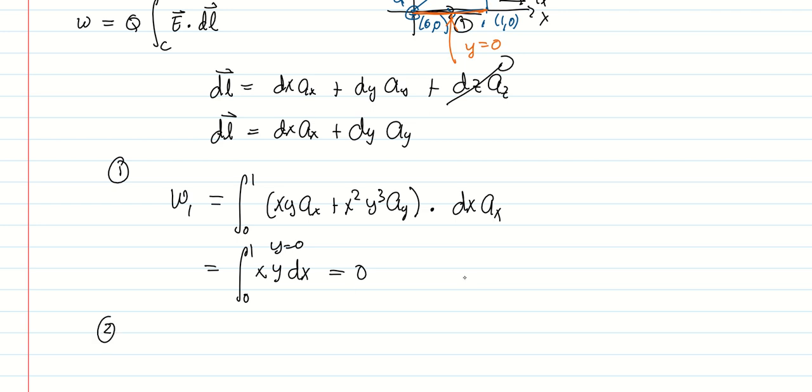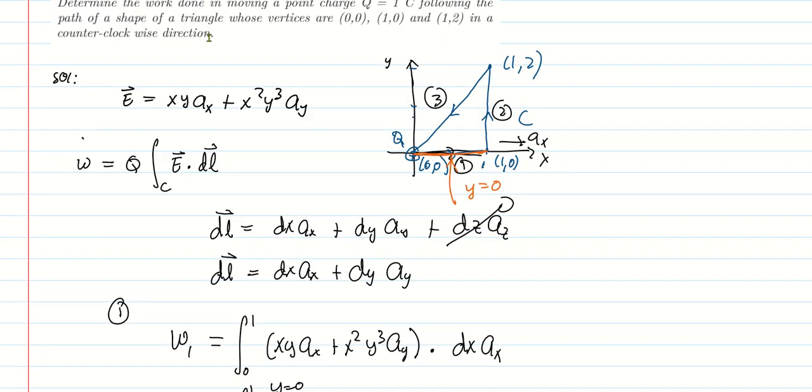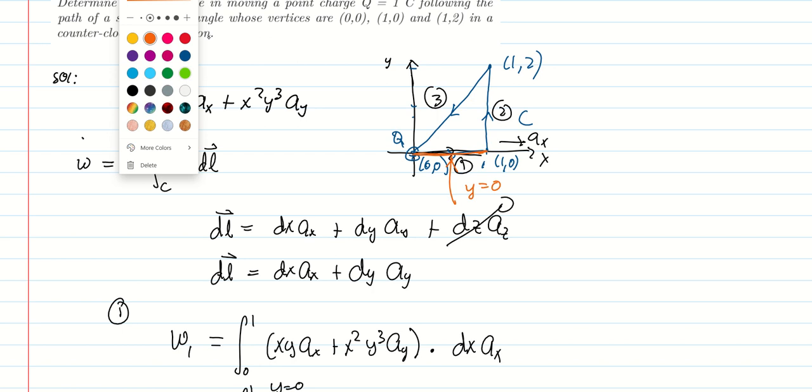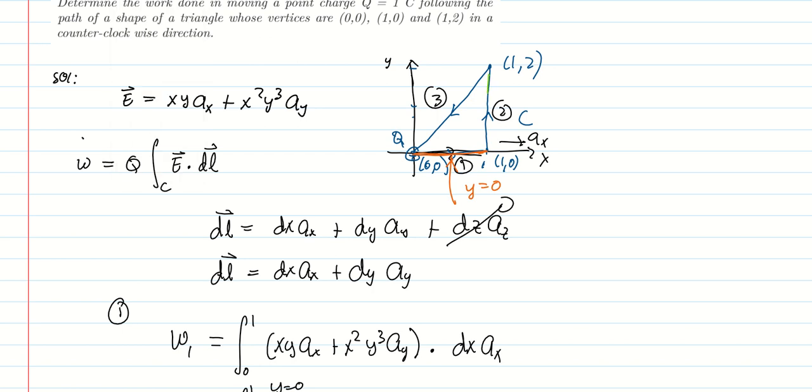Then for the second path, let's call it W2. So this is the path going upward. Let's choose another color here. Let me choose green. So this will be the second path. And again, we need to determine the equation of that path, just like what we did in the first one. And there's no actually y here. This is just x equals 1, because this is a vertical line.